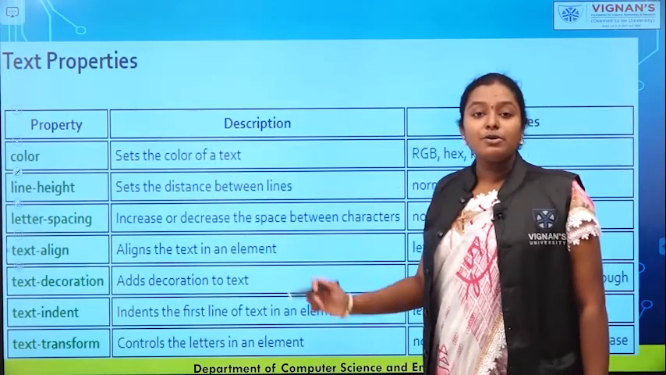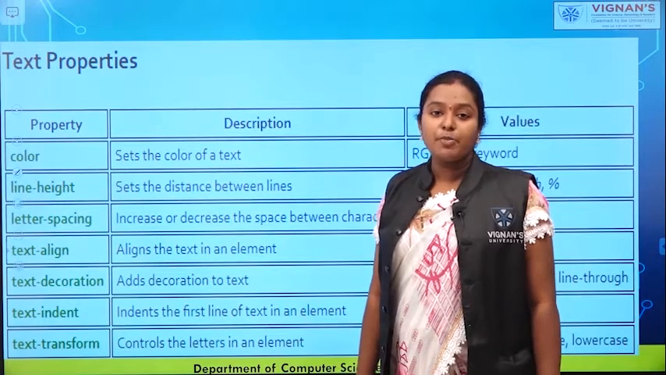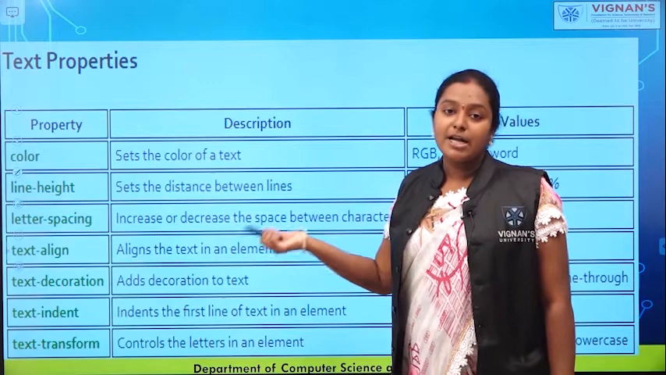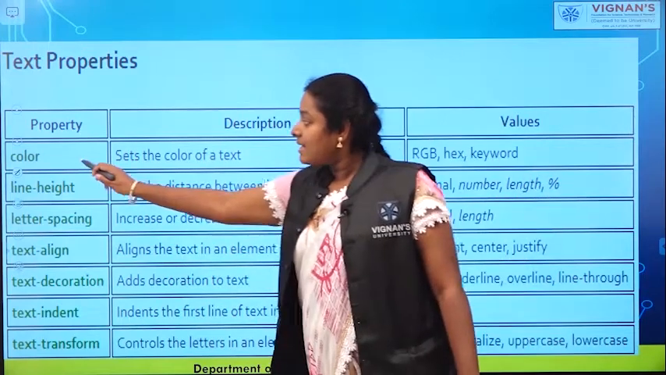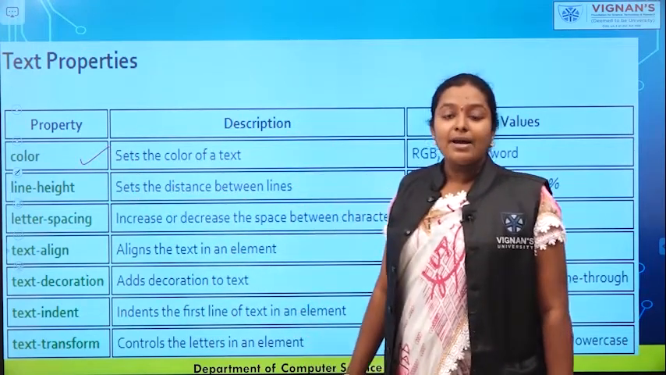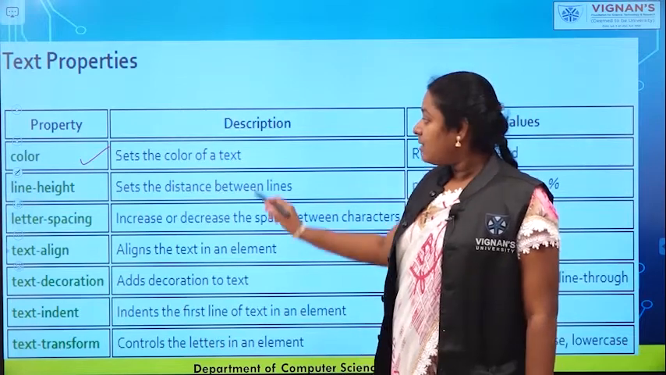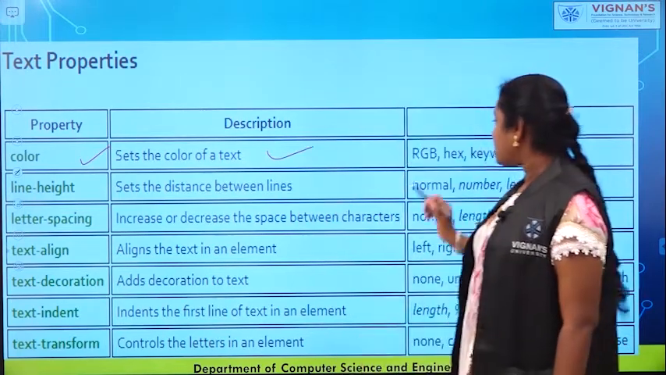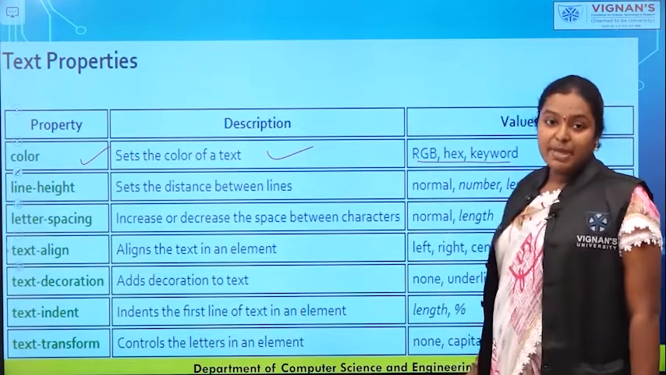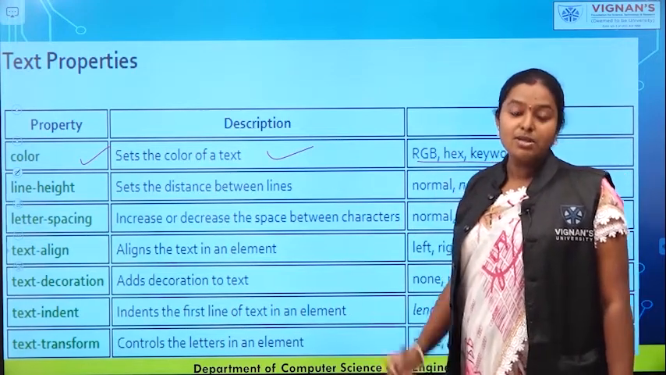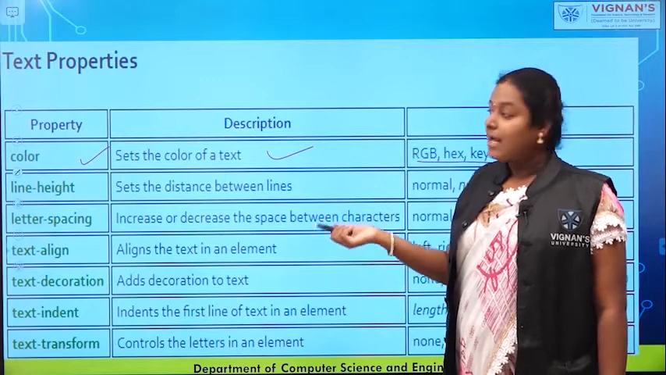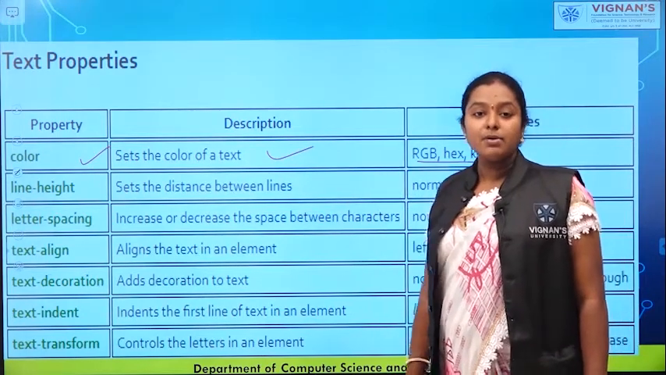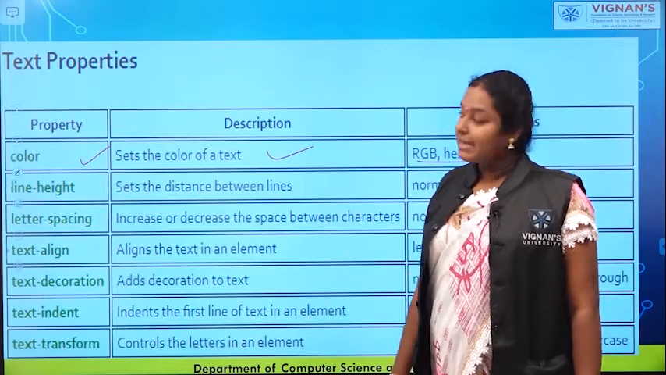So first you are going to discuss different text properties. What are the different styles you are able to apply to the corresponding text? The first one is color. You are able to apply different colors to your text, nothing but selecting the color of the corresponding text. You can set different colors like RGB or hexadecimal values, or you can give a color name to the corresponding property, like color: red. Like this you can give a property to the corresponding text.